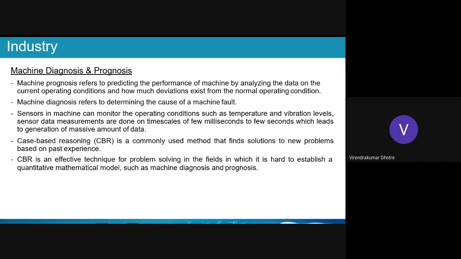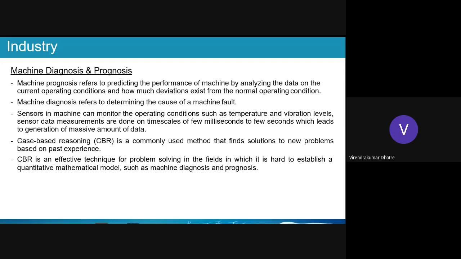Machine diagnosis refers to determining the cause of a machine fault. Once we know the cause of the machine fault, we can remove that cause, and the machine can work smoothly. In such a way the prognosis is met. The main aim of this prognosis is to identify the reason behind the machine fault so that we can take proper care. Sensors in the machine monitor the operating conditions, which can be temperature and vibration levels, and these measurements are done in a timely manner so that we can analyze properly.